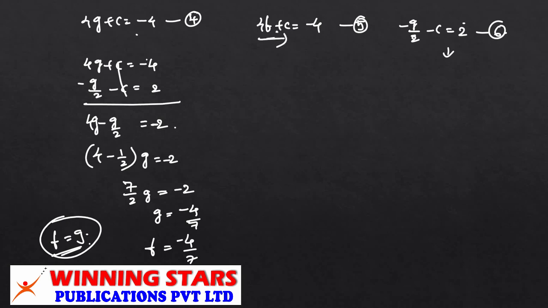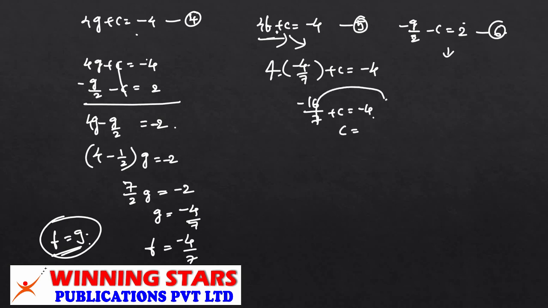So I will substitute the f value in this one, we'll get the c value. So 4 into f is equal to how much? Minus 4 by 7, plus c is equal to minus 4. So here 4 4 16, minus 16 divided by 7 plus c is equal to minus 4. So c is equal to, this will go here, minus 4 plus 16 by 7. 7 4 28, minus 28 plus 16 divided by 7, so it will become minus 12 by 7.